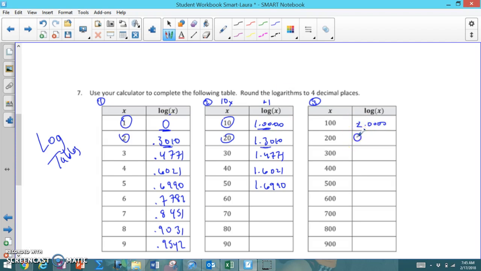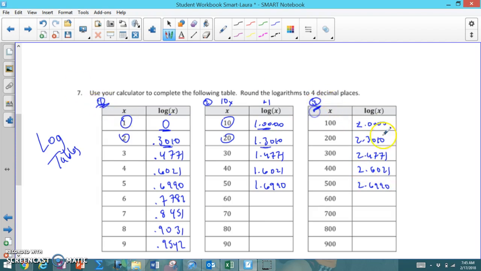If now I build my third table, and I type in log of 100, I actually get 2.000. Log of 200, I get 2.3010. Log of 300, I get 2.4771. Log of 400, 2.6021. Log of 500, 2.6990.